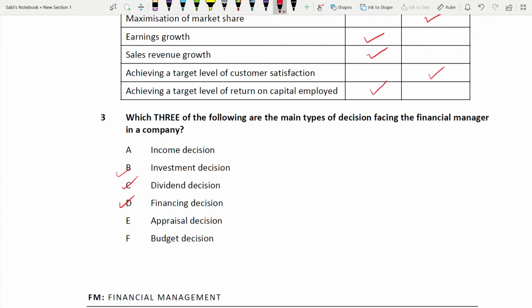They have told you also. Wait, let me highlight it. 3 main types. So do you see, sometimes it's not just one, you have to pick more than one. This is another scenario. The third scenario is like this. You'll be asked.